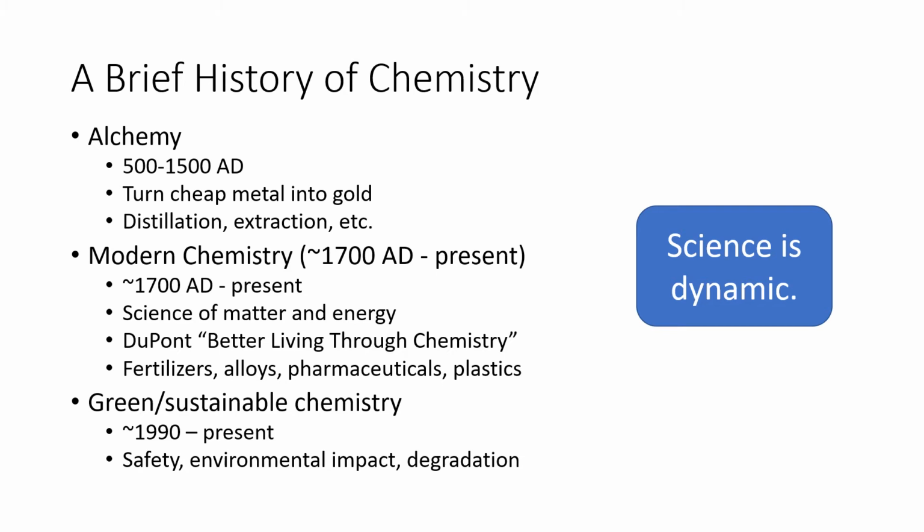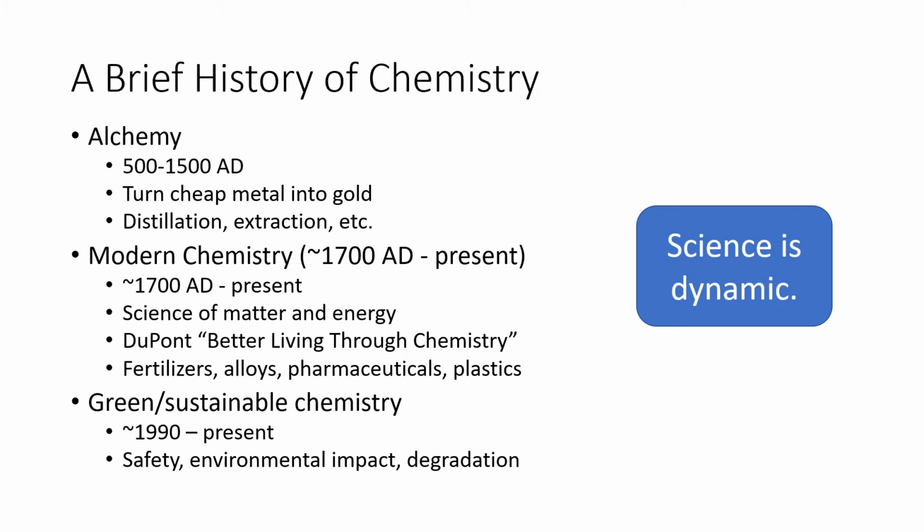Modern chemistry really started developing around 1700 or so, which is how we wound up at this definition that chemistry is the science of matter and energy and how they interact. The chemical company DuPont has a slogan of better living through chemistry.